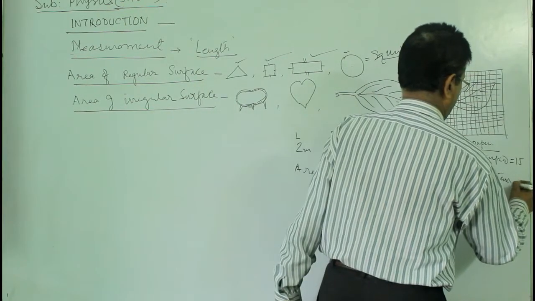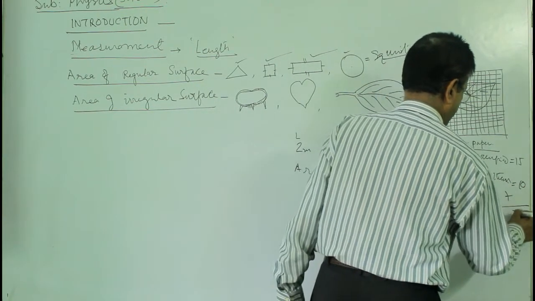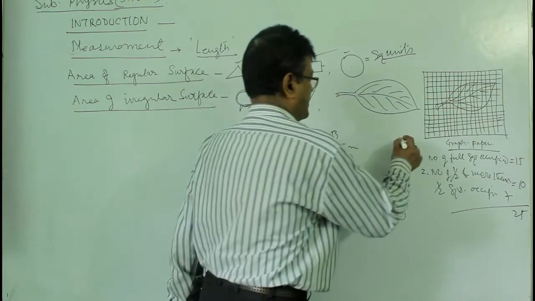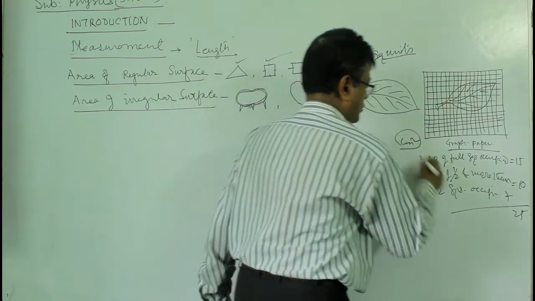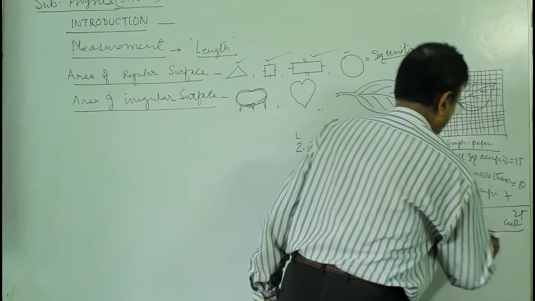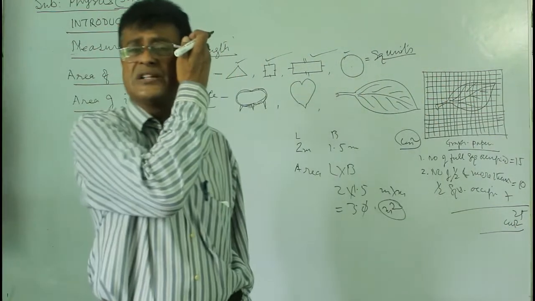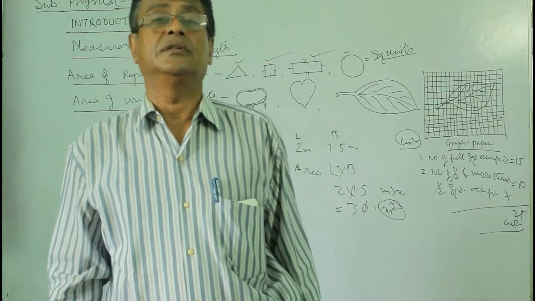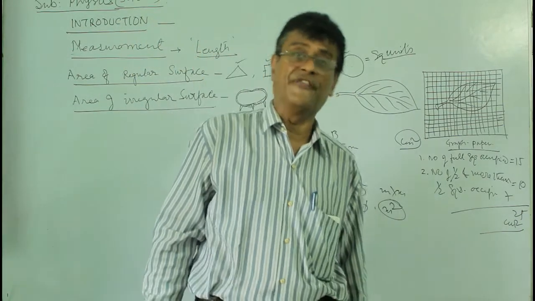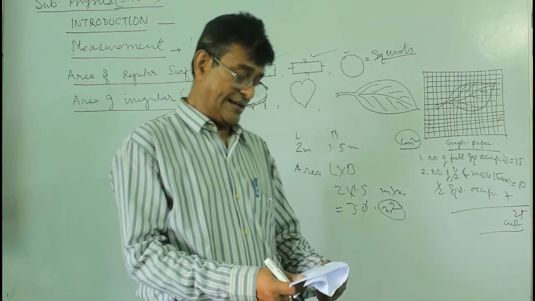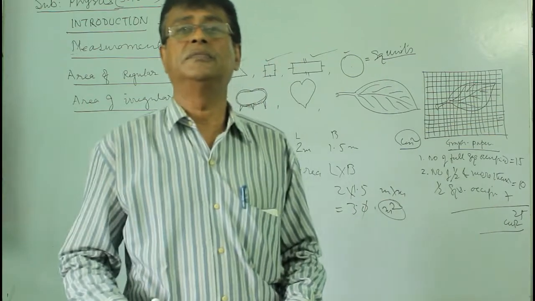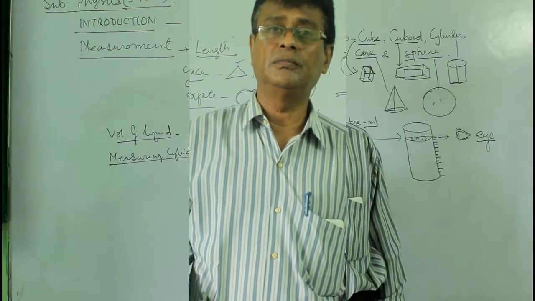Then you do what? You add them to get 25. And what was your square? Centimeter square. So you have 25 centimeter square. That is how you can measure the irregular surface of a leaf. Let us see. Now we will just go for the measurement of the volume.